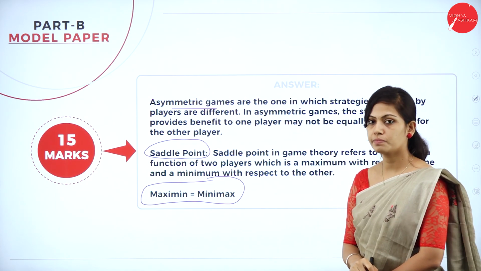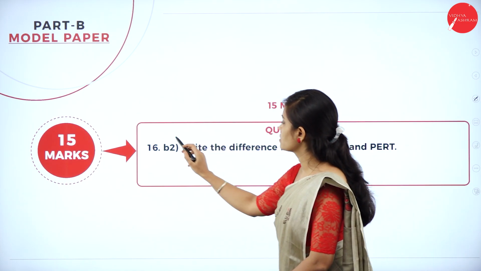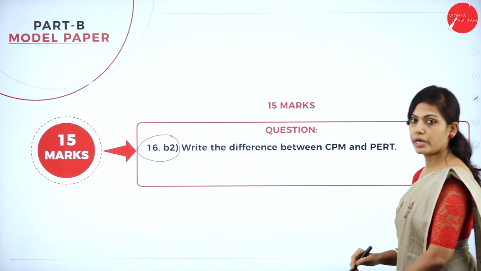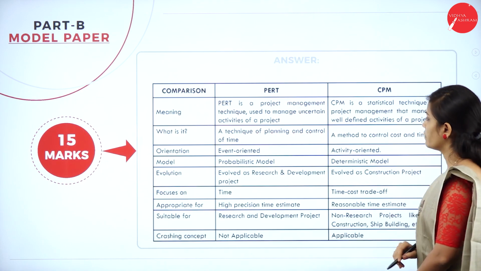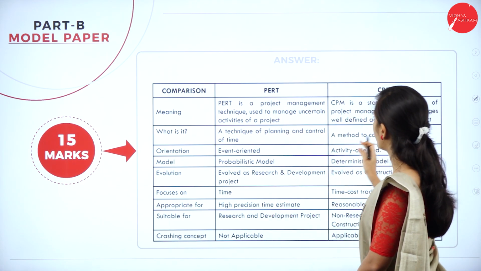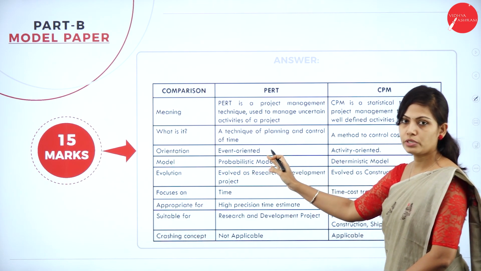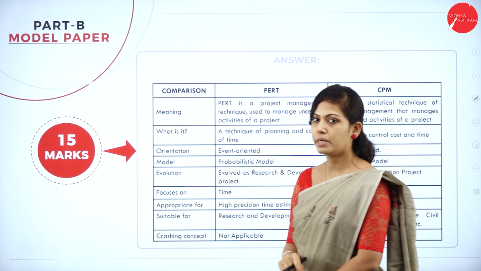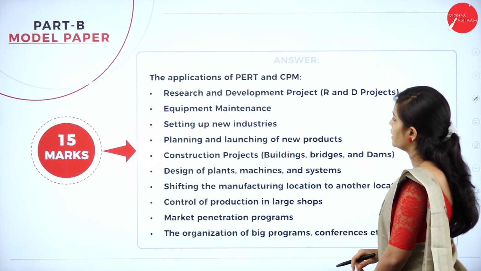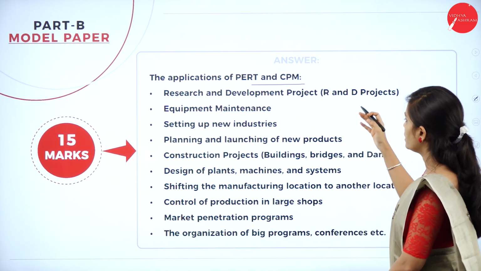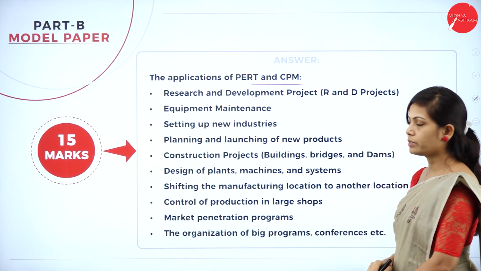the maximin value and minimax value; if both are the same, it has a saddle point. And the next question is 16th B2: write the difference between CPM and PERT. Very important question for 7 marks. You can list out the comparison between PERT, the program evaluation and review technique, and CPM, that is critical path method. And the next one is applications of PERT and CPM. So you have to list the applications for 8 marks.